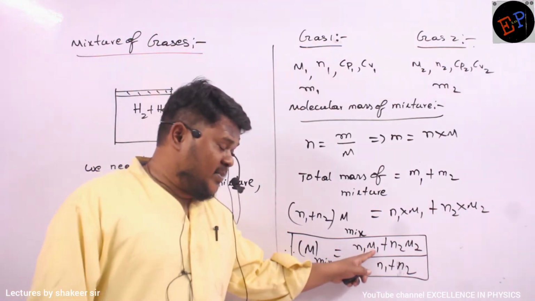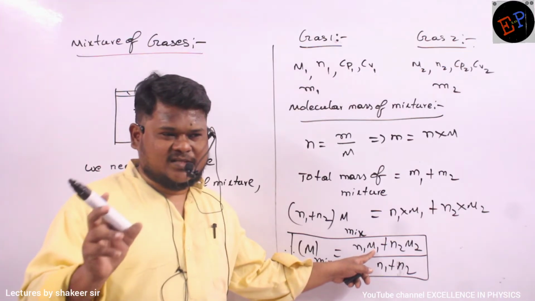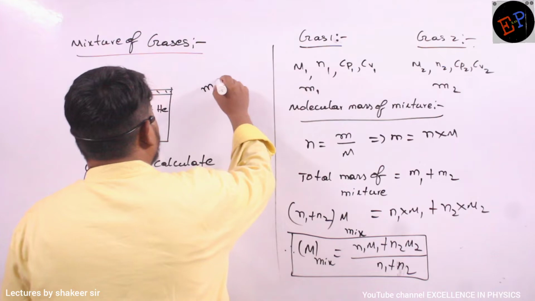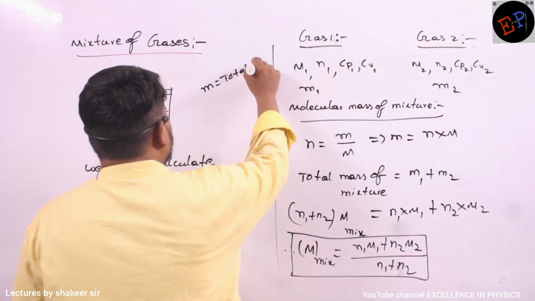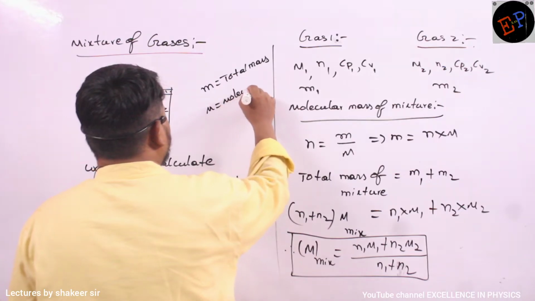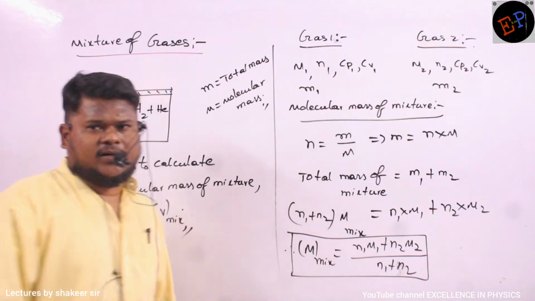In chemistry, capital M indicates molarity. Here capital M indicates the molecular mass of a gas. Understood, no? Right. So what is small m? Small m is the total mass of the gas. Capital M is the molecular mass of the gas. Understood? Right.